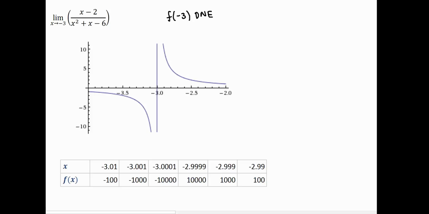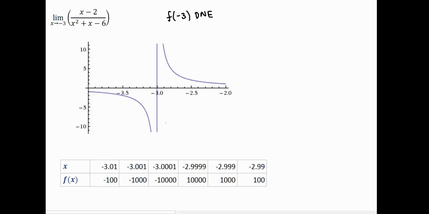Whenever we plug in numbers in our function, I have the numbers already calculated. If you plug in negative 3.01, so somewhere around here, the function goes out to negative 100. When you get even closer to negative 3, you go to negative 1,000. A little bit closer to negative 3, you get negative 10,000.